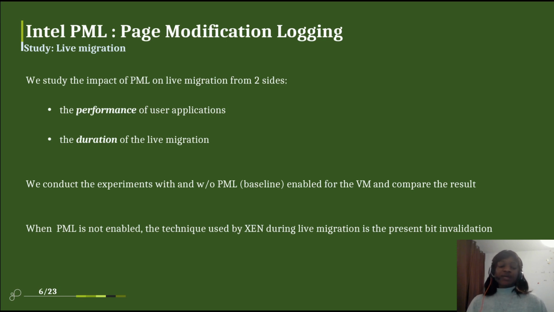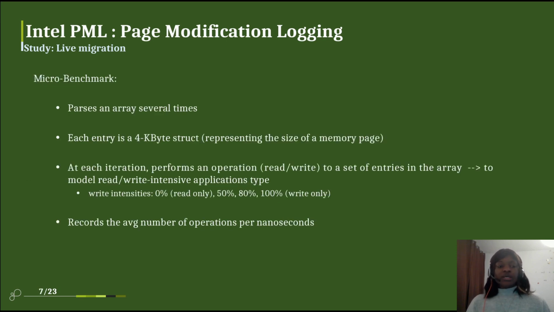Note that when PML is not enabled, the technique used by Xen during the live migration is the present bit invalidation. We used an application that passes over an array several times. At each iteration, it performs a read or write operation to a set of entries in the array. This is to model read or write intensive application types. We vary the write intensity going from read-only to write-only applications.